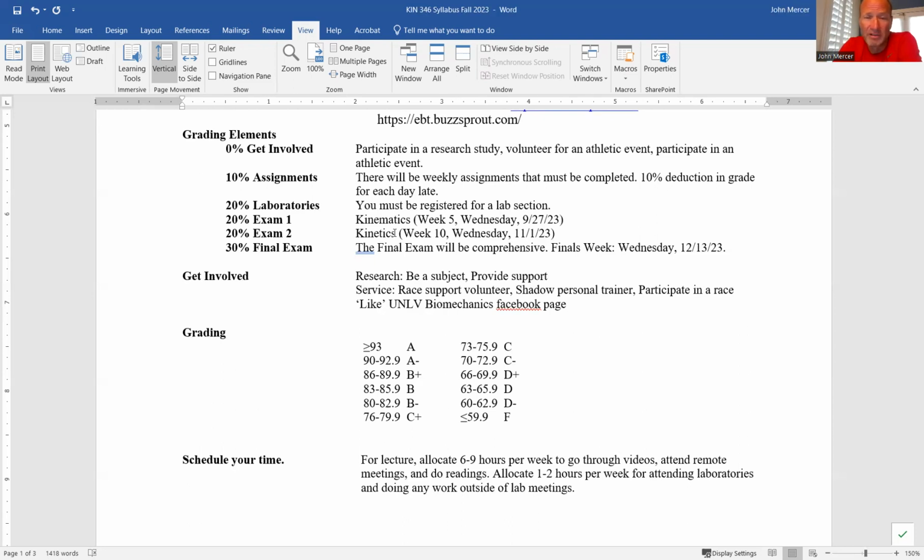Grading, that's the general grade breakdown. Remember, Canvas simply adds up the points, and it does not give a weighted grade. So keep in mind the weighting of the exams, the laboratory, and assignments and final exam.